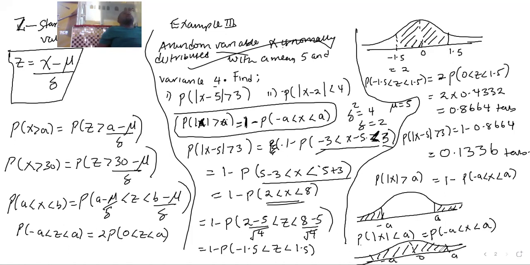Excuse me, teacher. Yes, please. Teacher? My network had jumped, so I'm requesting you to please explain to me the second step after you saying 1 minus probability of negative 3 less than x minus 5 less than 3. So that next step, why are we saying 5 minus 3 less than x? Okay. I've seen the step you're saying. Let me wrap up this definition here.